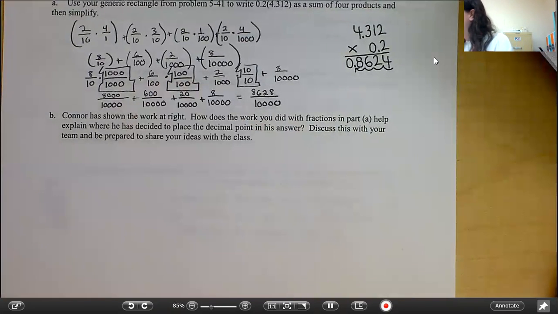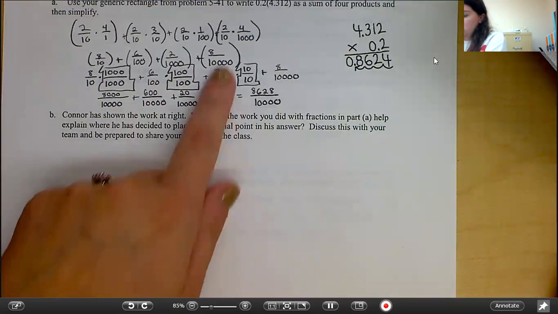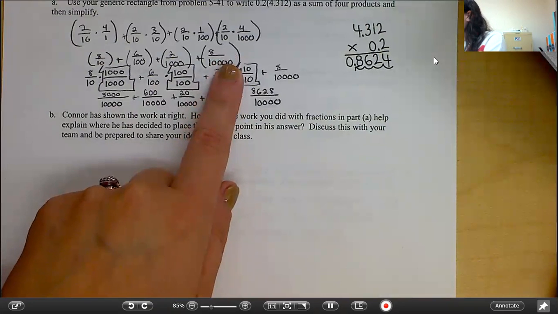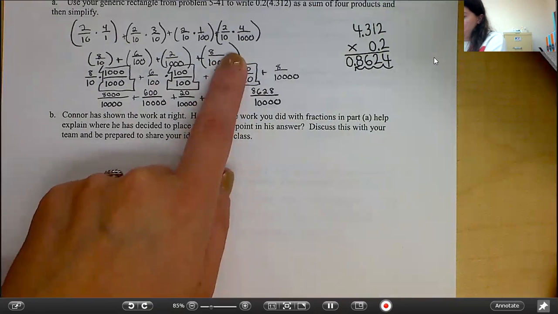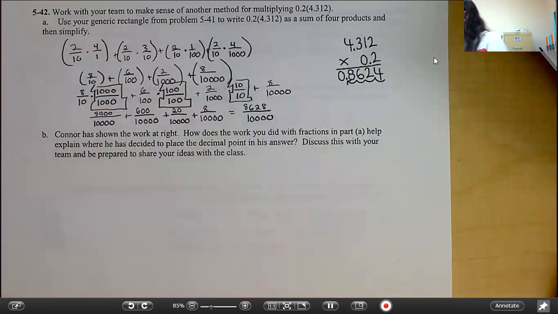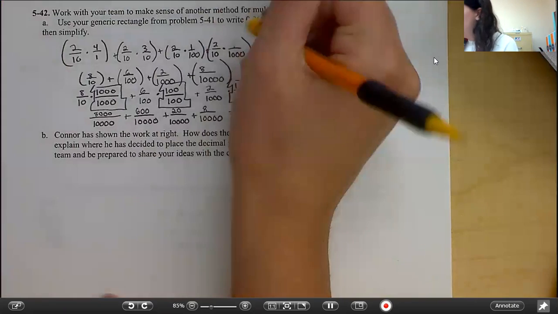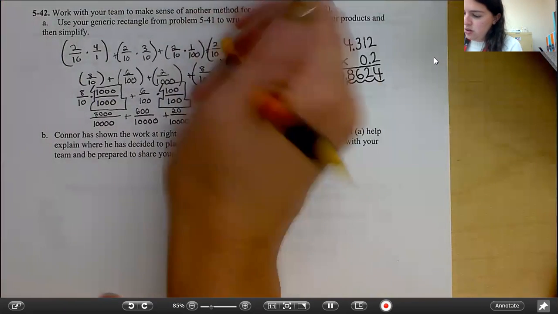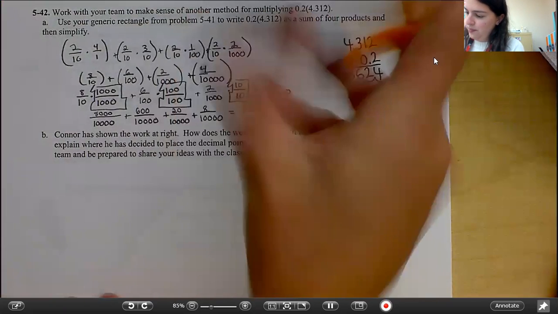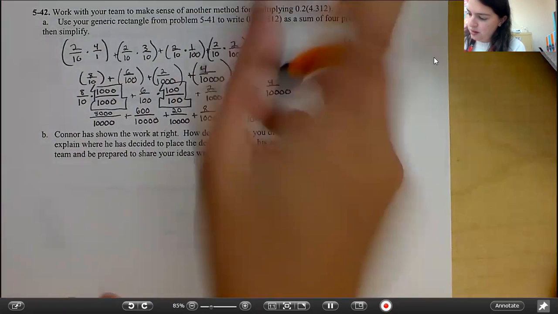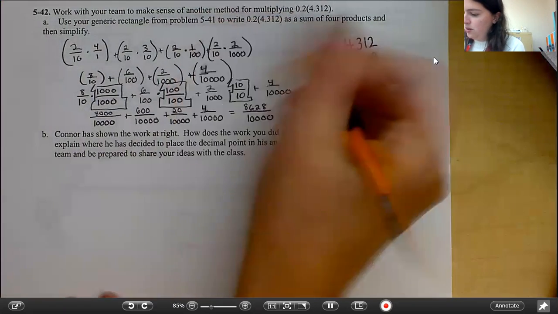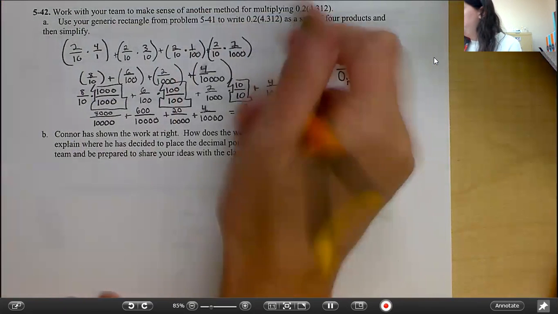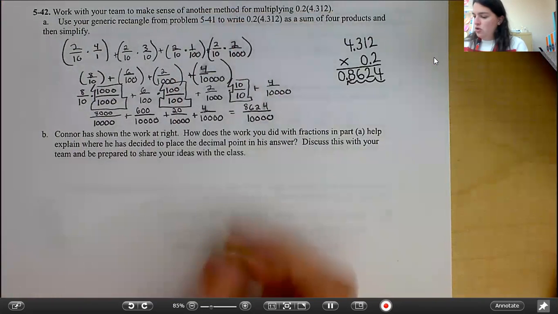Hang on one second, I'm going to mess up here. Let's go back up here because I made a mistake. This should have been 2 times 2, which is 4. So I'm sorry about that. That should have been 4. This should be 4. This should be 4. So your answer should be 8,624 over 10,000.